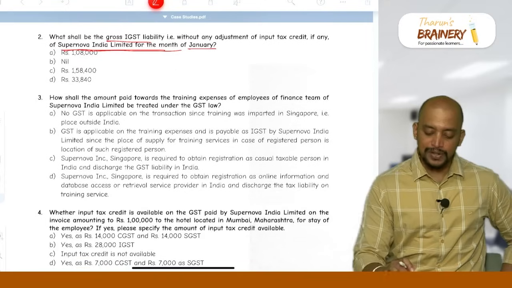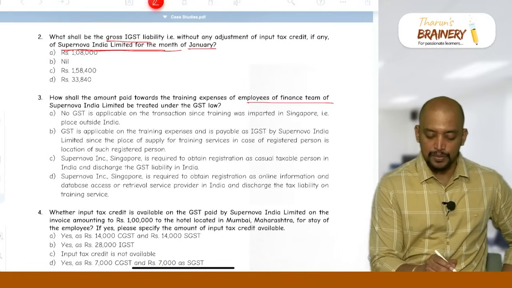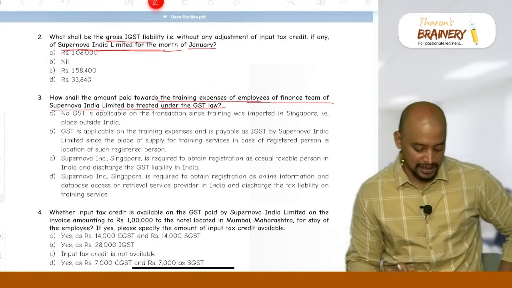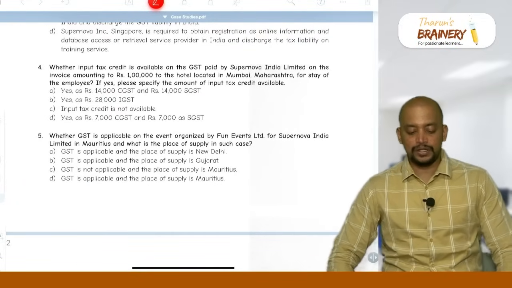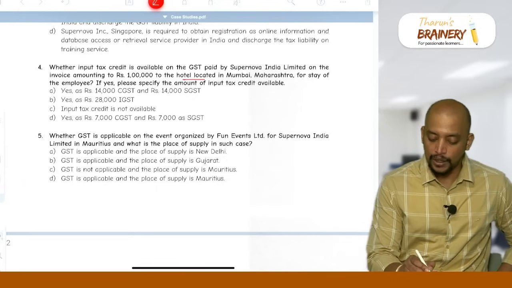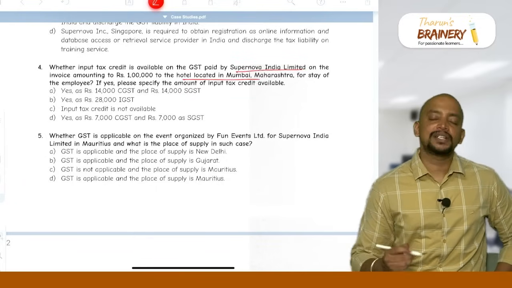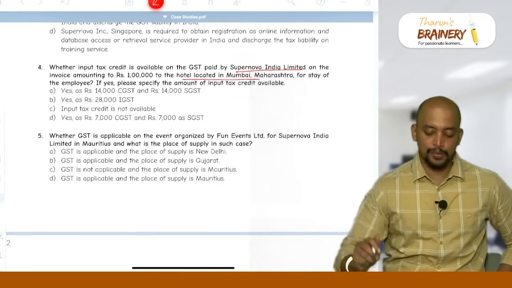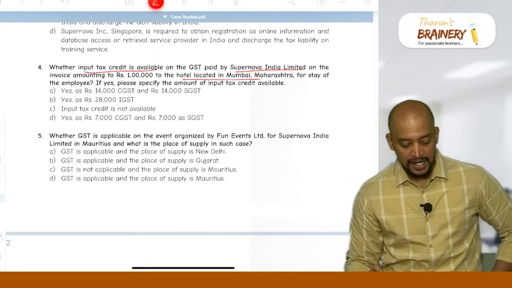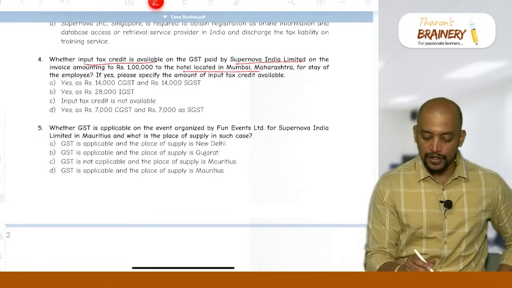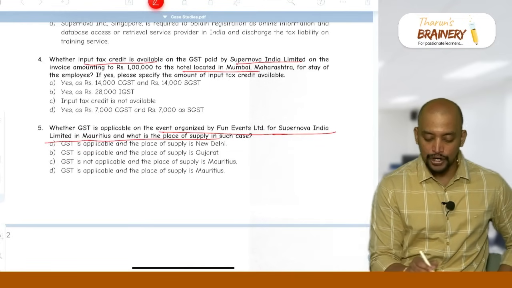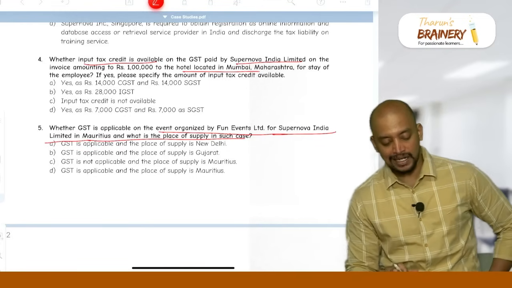How shall the amount paid towards the training expense of employees of the finance team of Supernova India Limited be treated under GST law? So there is some training expense incurred. Whether input tax credit is available on the GST paid by Supernova India Limited on the invoice amounting to 1 lakh to the hotel located in Mumbai. So Supernova India Limited is making some payment to a hotel located in Mumbai, Maharashtra for stay of the employee. So how much ITC is available is the question. Whether GST is applicable on the event organized by Fun Events Limited for Supernova India Limited in Mauritius, and what is the place of supply in that case.